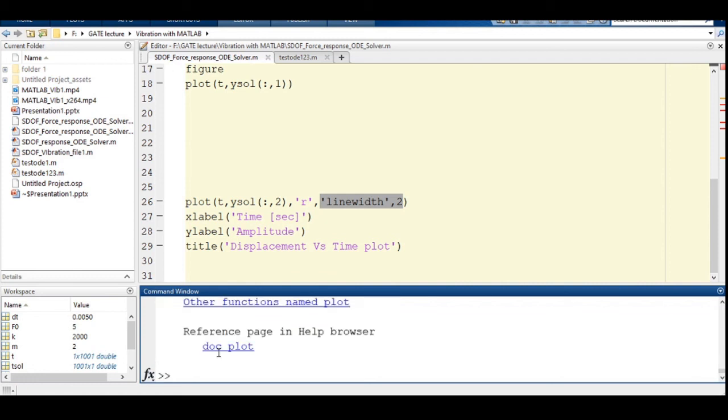With this note, I am closing this session, and I hope you have understood how to write MATLAB code to get the forced response of a single degree of freedom system. In my next video, I will solve the same problem using the beta numeric method. For this session, thank you.